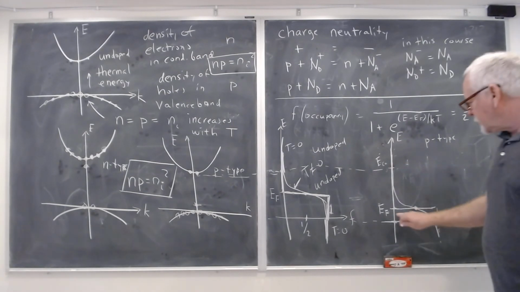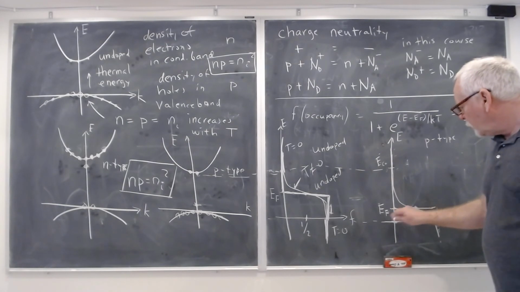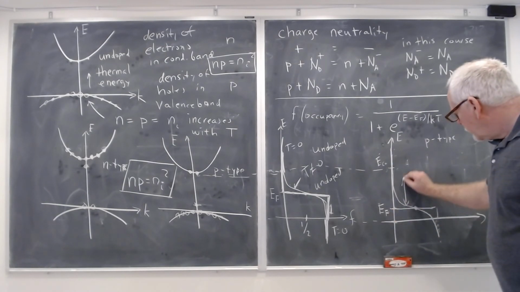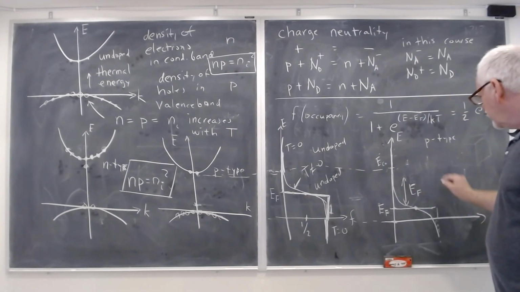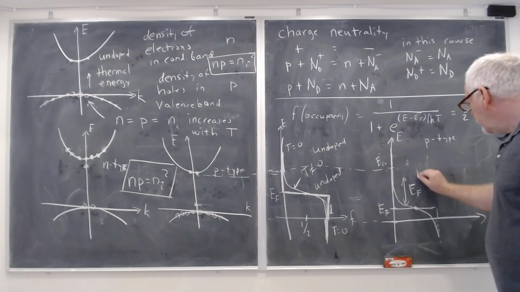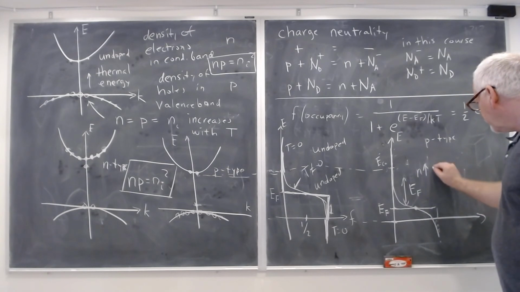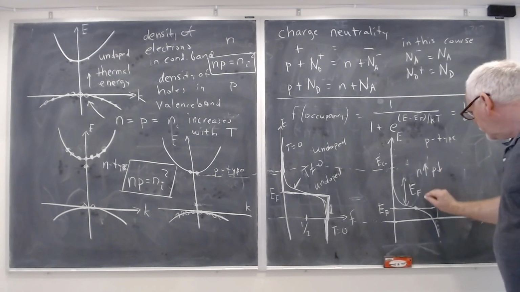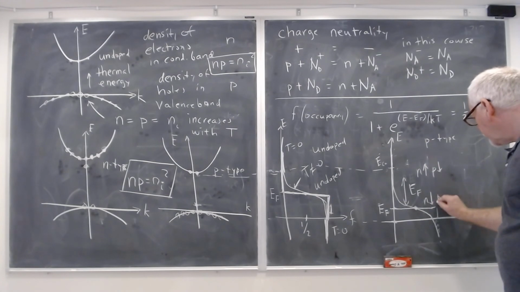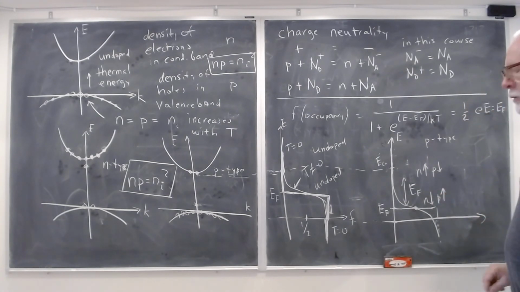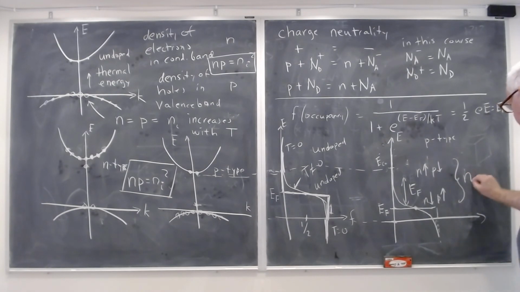And you can see that as I move EF around, N becomes bigger up here and P becomes smaller, and N becomes smaller up here and P becomes larger. And so the result of that is that the product of NP is always the same.